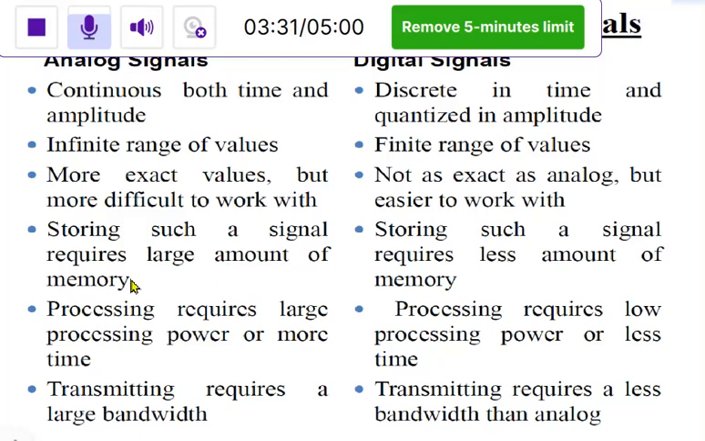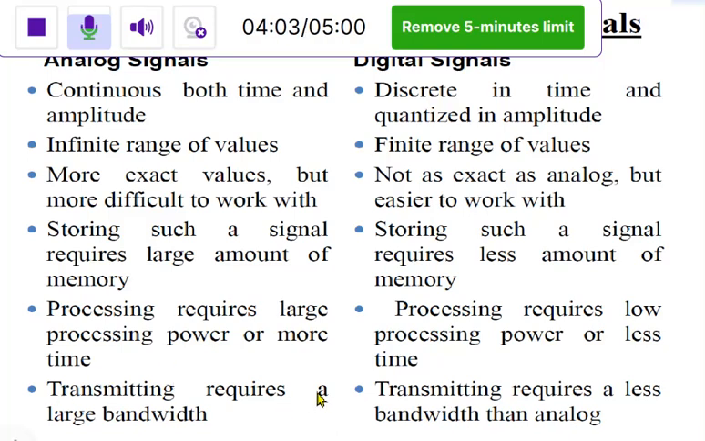That's the difference. Next, processing requires large processing power here, and here it is less. Process over power is required in both, but here large power is required and here less power is required. That's the difference. Then for one signal, first you have to collect it, process it, and transmit it to the place where we want the signal, right?